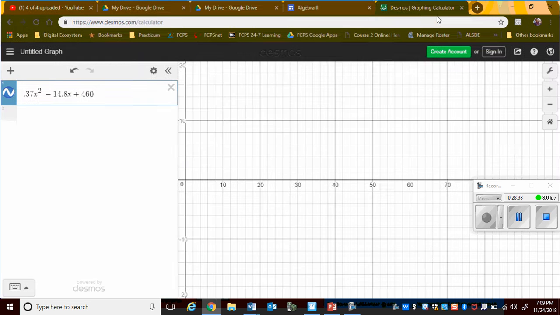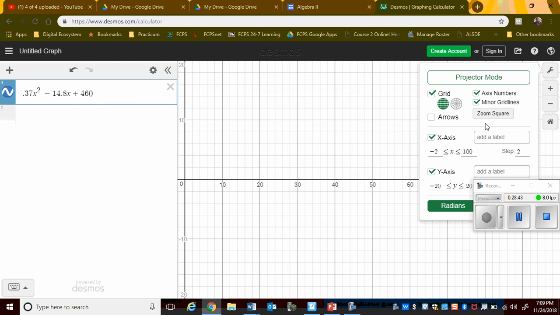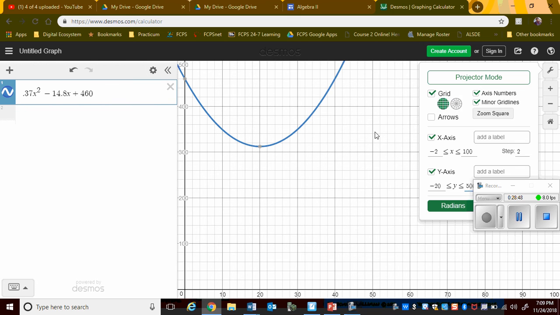Let's go back to our screen here. Let's play around with this for a little bit. I know it's going all the way up to 460, so I'm going to go past 460 to 500 for my y-axis. And look at that. This has a minimum, and it does not have an x-intercept. Now I'm going to leave it like that and just get some information. So my y-intercept is 0, 460.